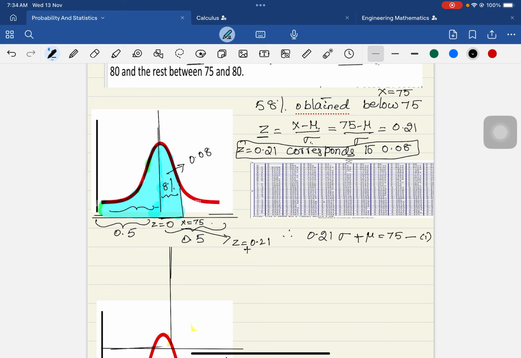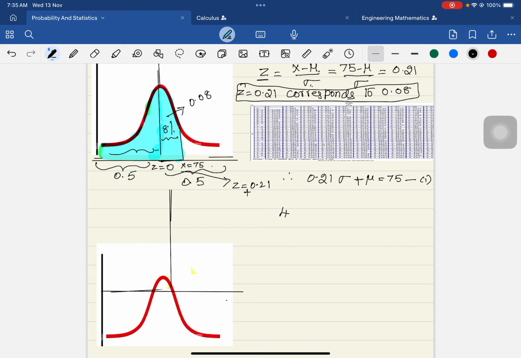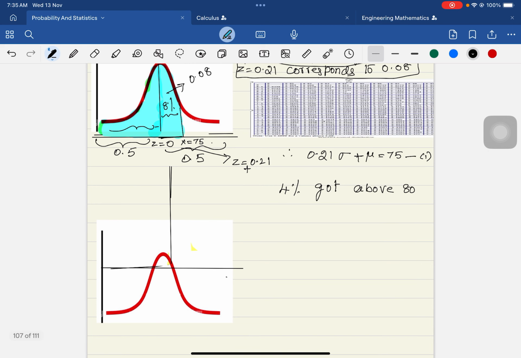Okay, and now he has given you in the problem that 4% got above 80. So let us see that 4% got above 80. So that means above 80 there is 4%, in the sense that where is this line actually? The line x is equal to 80, where does it lie? Let us see. On the normal curve, and this is the mean z equal to 0.